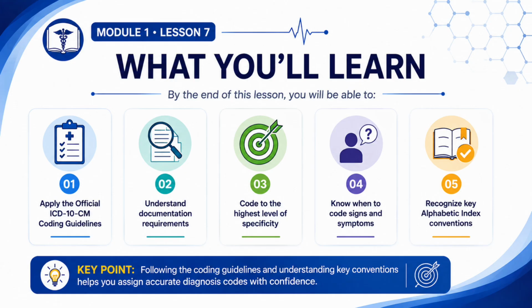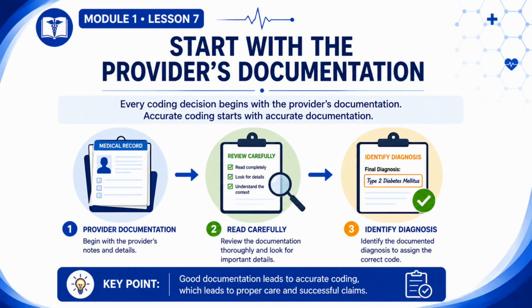You'll learn why documentation is so important, how to code to the highest level of specificity, when to code signs and symptoms, and how several common alphabetic index conventions can guide you to the correct diagnosis code. Every coding decision begins with the provider's documentation. Before opening the ICD-10-CM manual, carefully review the medical record to understand exactly what the provider has documented. Clear documentation is the foundation of accurate diagnosis coding.